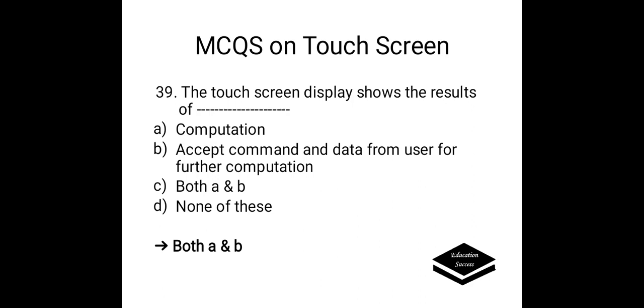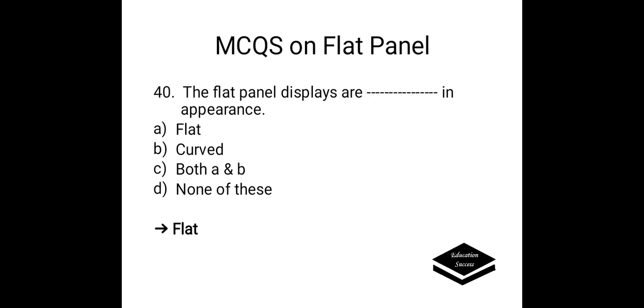The touch screen displays shows the result of options are A. Computation, B. Accept command and data from the user for further computation, C. Both A and B, D. None of these. Correct answer is both A and B. The touchscreen display shows the result of computation as well as it accepts the command and data from user for further computation.